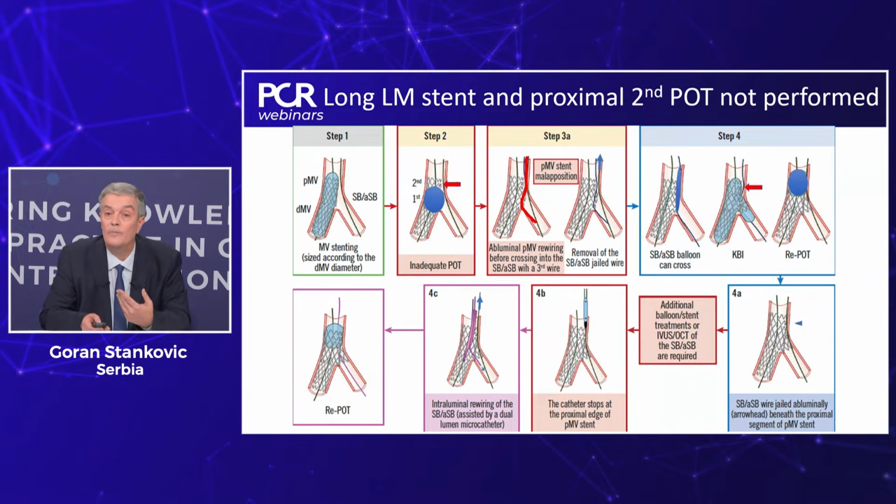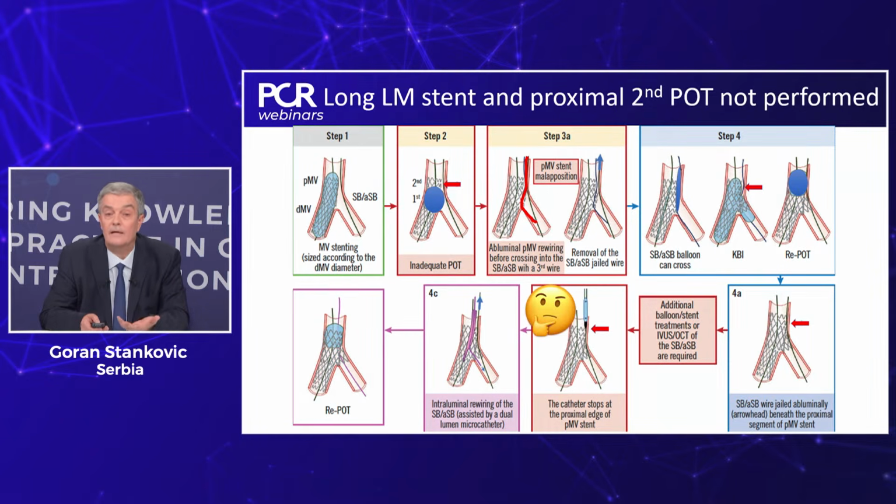If we perform POT at this stage, we compress that wire and we actually jail the wire between the stent and the vessel wall. So if we need a device like another balloon or imaging catheter, that device will again stop inside the stent, and this is the mechanistic explanation of what actually went wrong. So what is the solution?